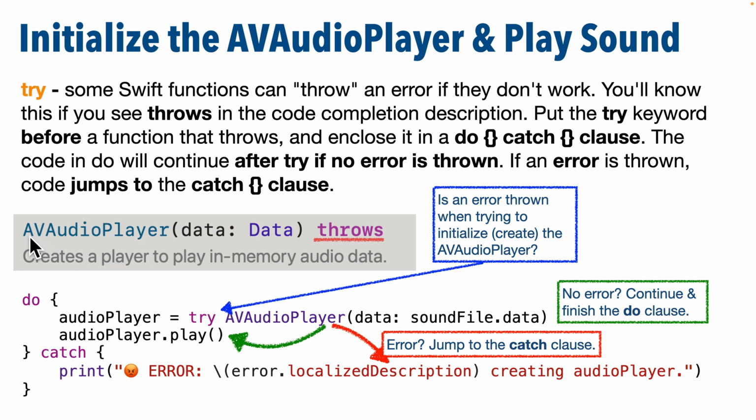So we need to initialize or create an AV audio player. Remember, we created a variable called audio player that could hold an AV audio player, so we declared it, but we haven't initialized it. We haven't put any data inside it. Well, now we'll initialize this guy.